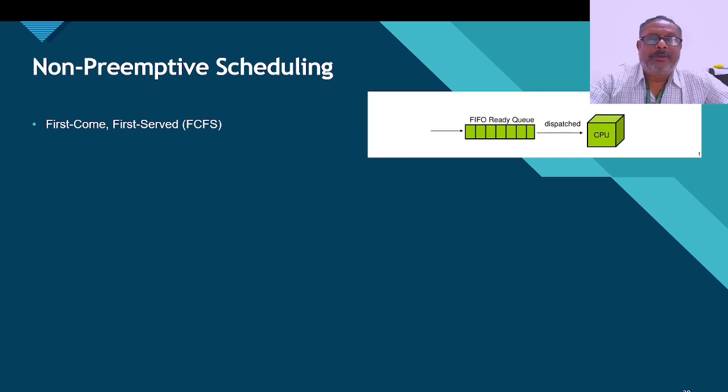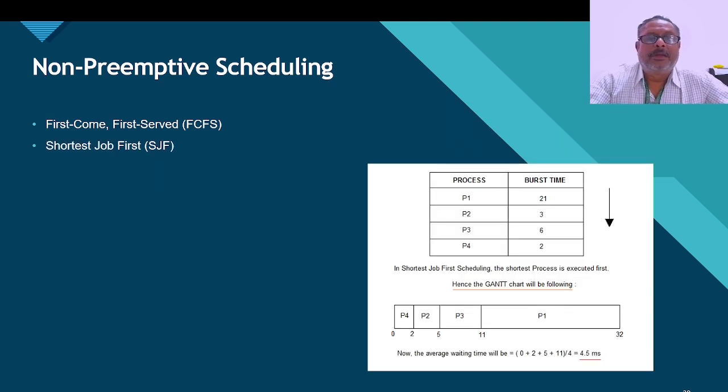Under non-preemptive, just a first in first out queue is used, and whichever has requested first will be given the chance first. So just a queue is sufficient for that. You don't have to worry about timing and all that. Whoever asked for service first will be given the chance first.